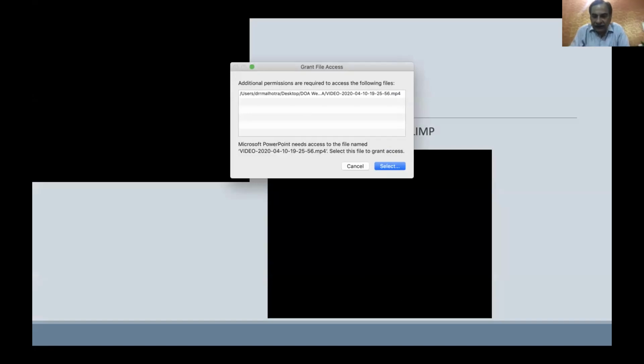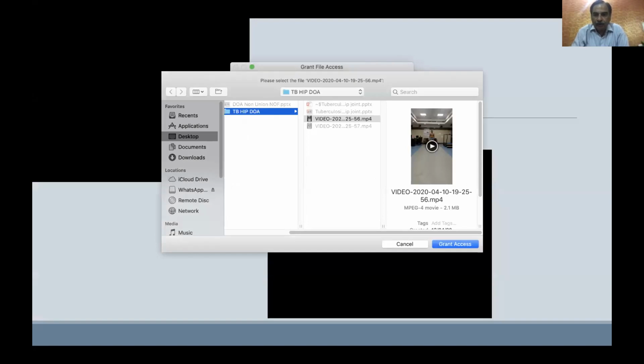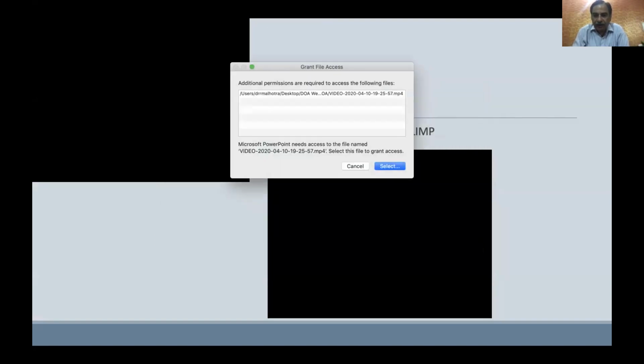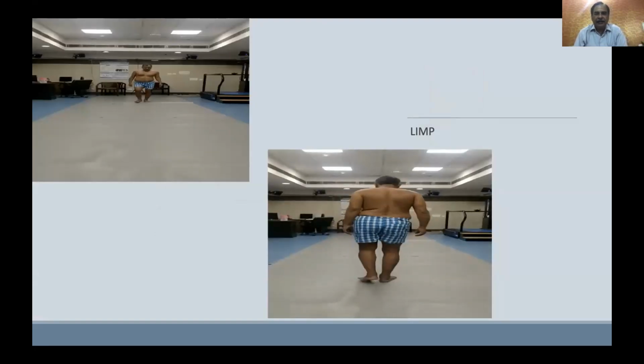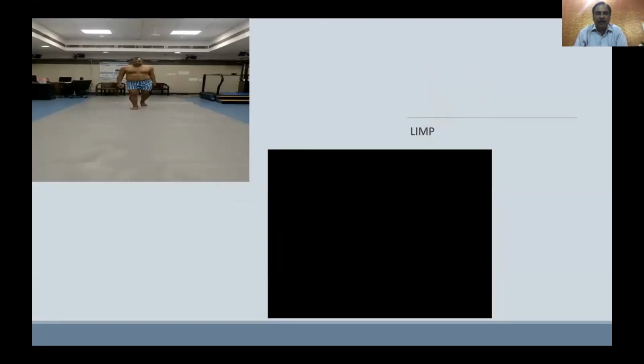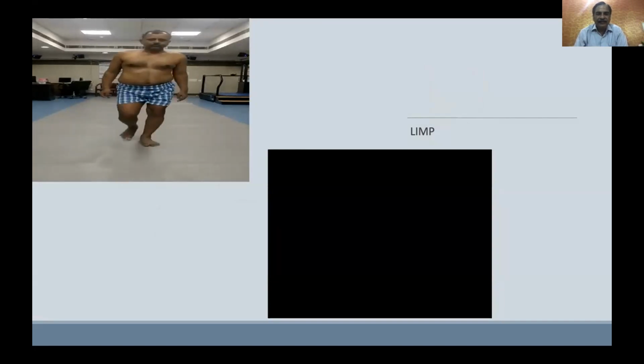And this is actually the video which is supposed to show you the limp in a patient with tubercular arthritis, which is actually, you can see it's quite marked.